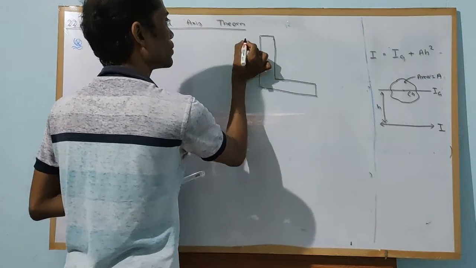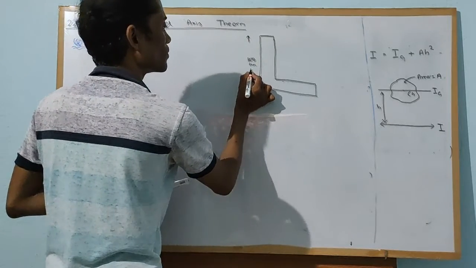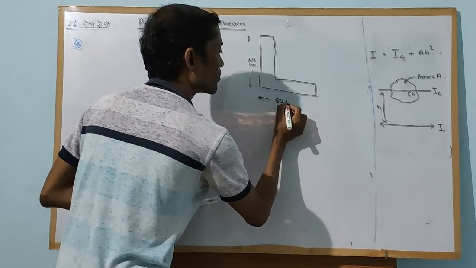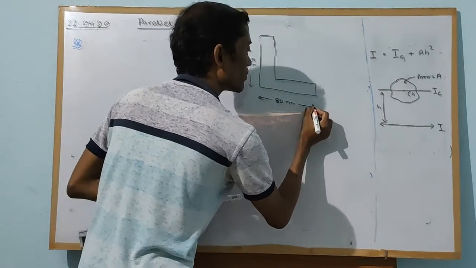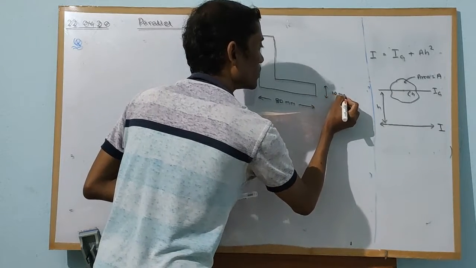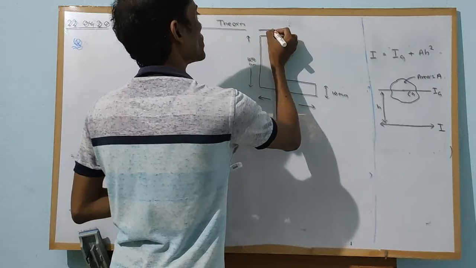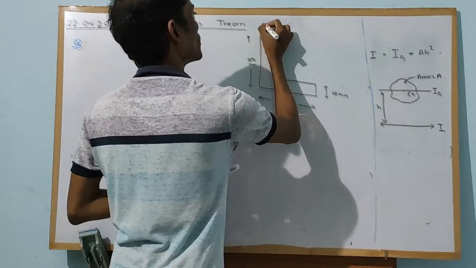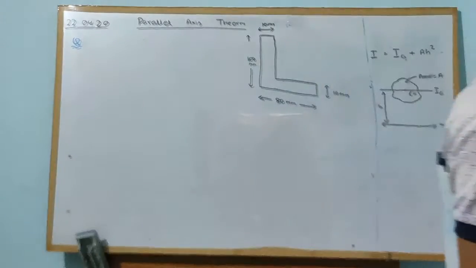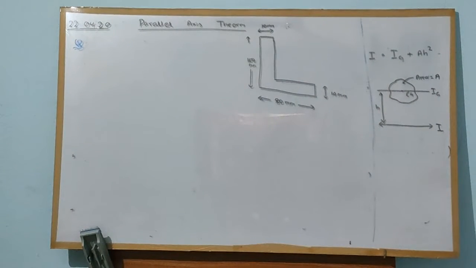mm total, 80 mm, let's say 10 mm. This one is also, let's say 10 mm. Okay, similar questions I have given in your class note. Let me take so that I can use the values for that one.